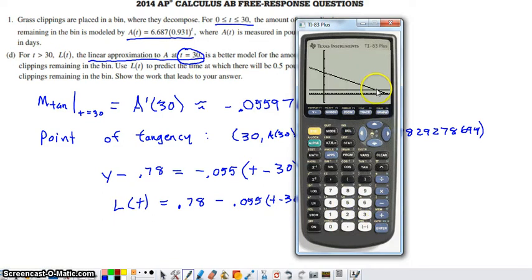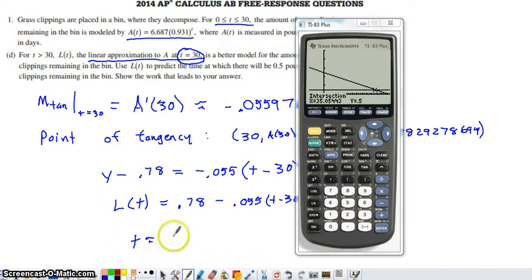We want to figure out what this t value is, where the linear approximation, which models the amount of grass clippings left in the bin from 30 onward, we want to figure out when that equals this fixed y value of 1/2. And so if you use the intersect feature from the calculate menu on the calculator to determine that, you end up with your answer. Happens to be at day 35. To be accurate to 3 digits, it'd be 35.054 days.